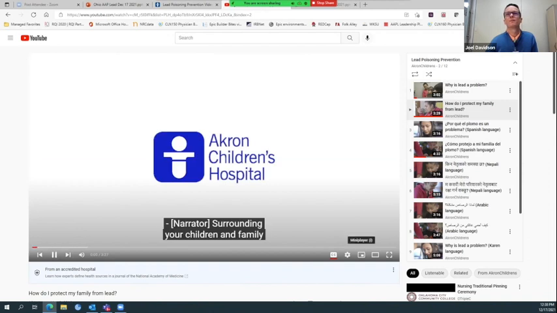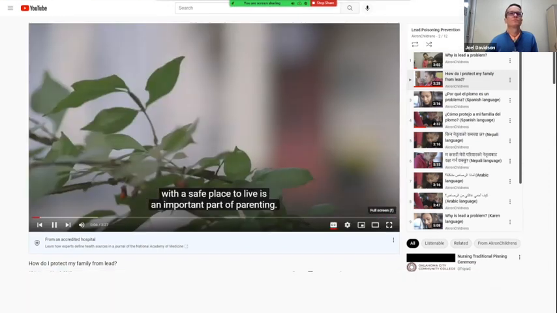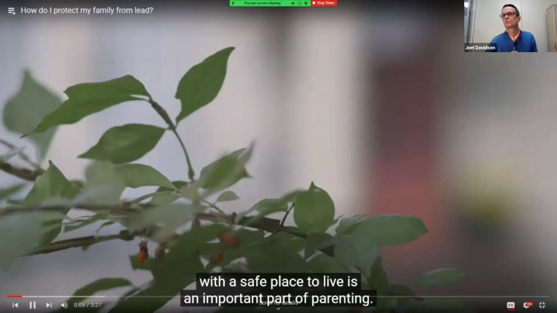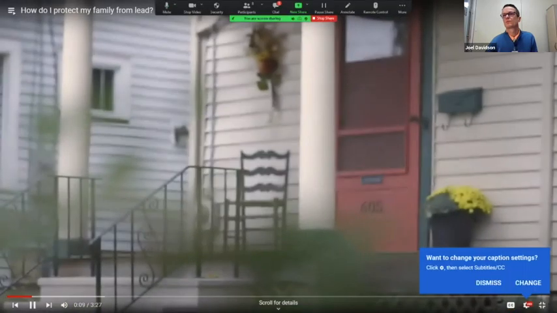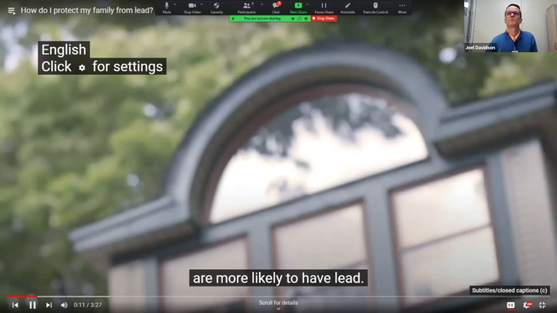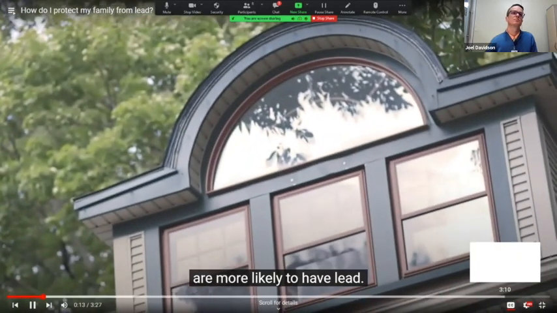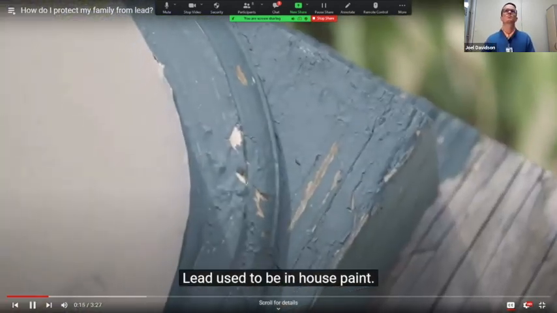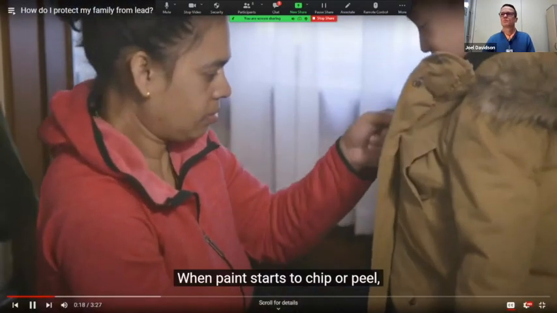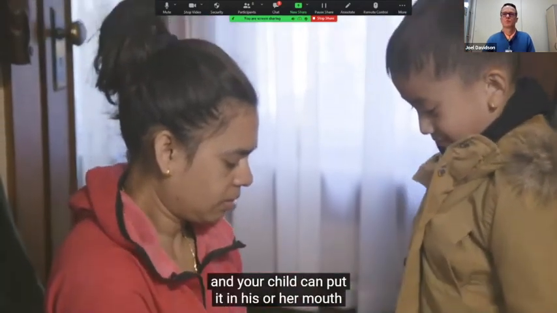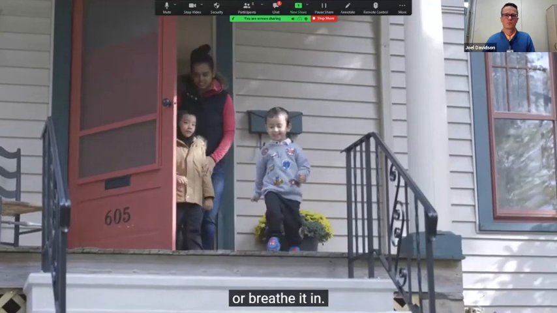Surrounding your children and family with a safe place to live is an important part of parenting. Knowing when your home was built is important because homes built before 1978 are more likely to have lead. Lead used to be in house paint. When paint starts to chip or peel, lead can get in the dust and your child can put it in his or her mouth or breathe it in.